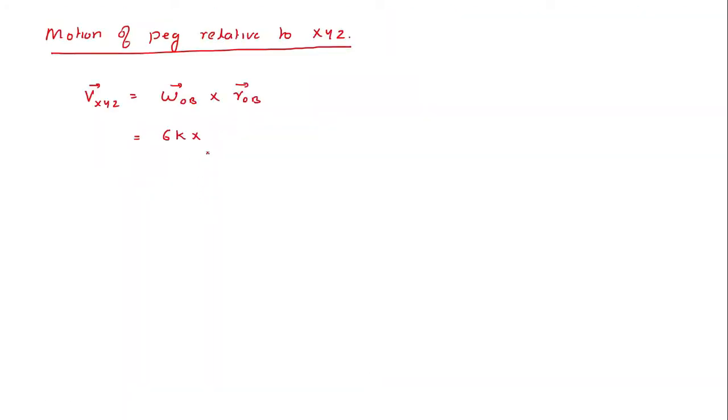Substituting in this equation, 6k cross 0.26 i cap plus 0.15 into j cap, we'll obtain it as 1.56 j cap minus 0.9 i cap, or I can write this as minus 0.9 i cap plus 1.56 into j cap.